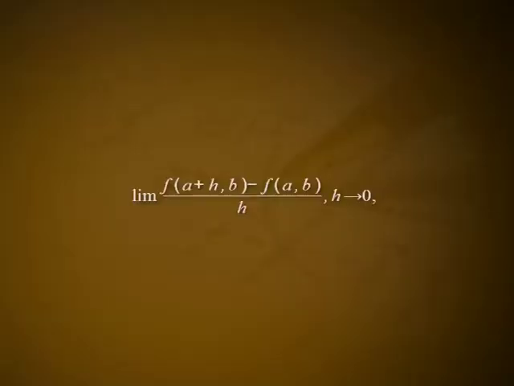Then the limit of f(a + h, b) minus f(a, b), all divided by h, as h tends to 0, if it exists, is said to be the partial derivative of f with respect to x at the point (a, b), and is denoted by dou z by dou x at the point (a, b) or f_x at (a, b). It will thus seem that the partial derivative of f with respect to x at the point (a, b) is the derivative of the function f(x) equal to f(x, b) of a single real variable at x equal to a.